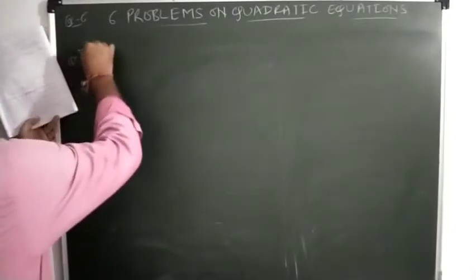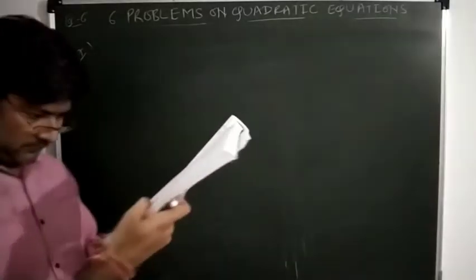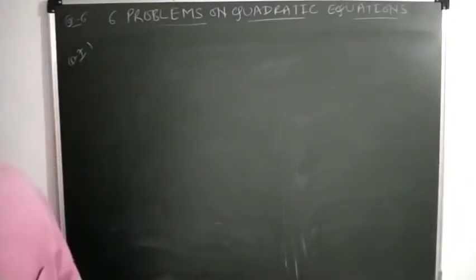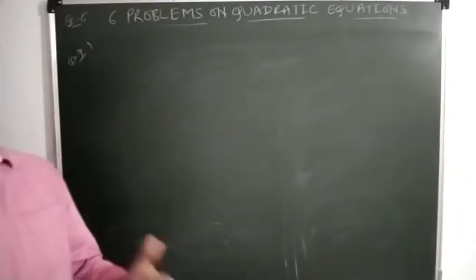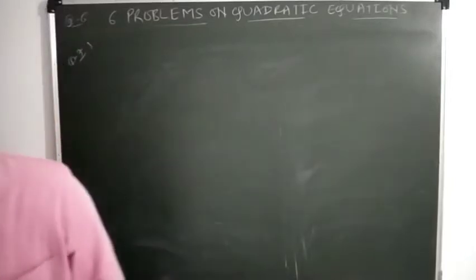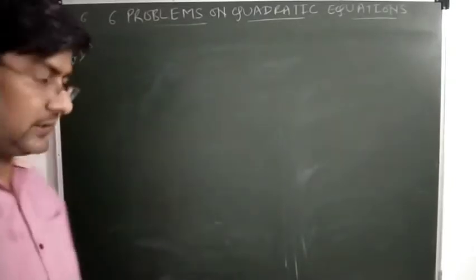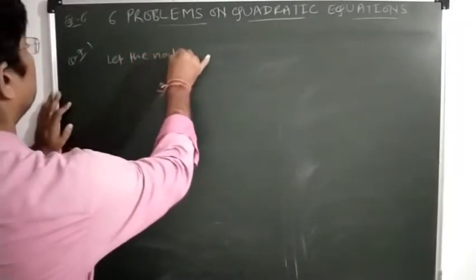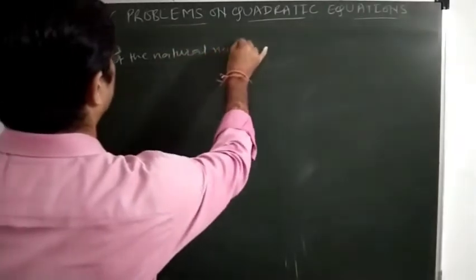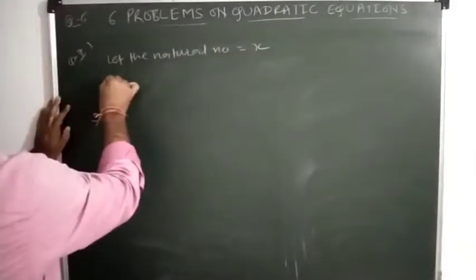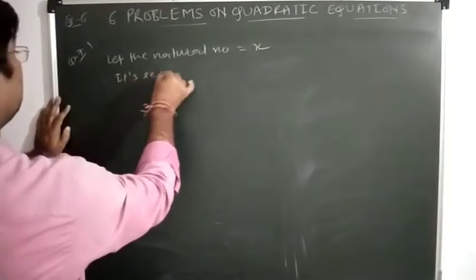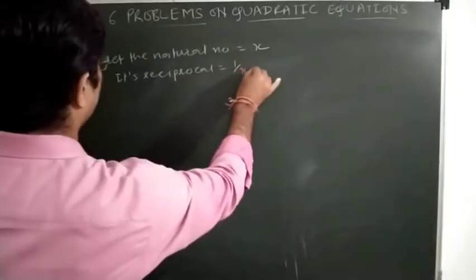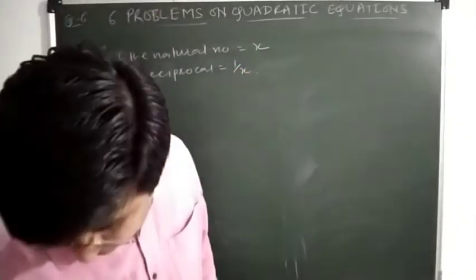Okay, question number 7. The sum of a natural number and its reciprocal is 65 by 8. Okay, we are given a natural number, and if you add the natural number and its reciprocal, the sum is given as 65 upon 8. So let the natural number be x, and therefore its reciprocal will be 1 upon x.